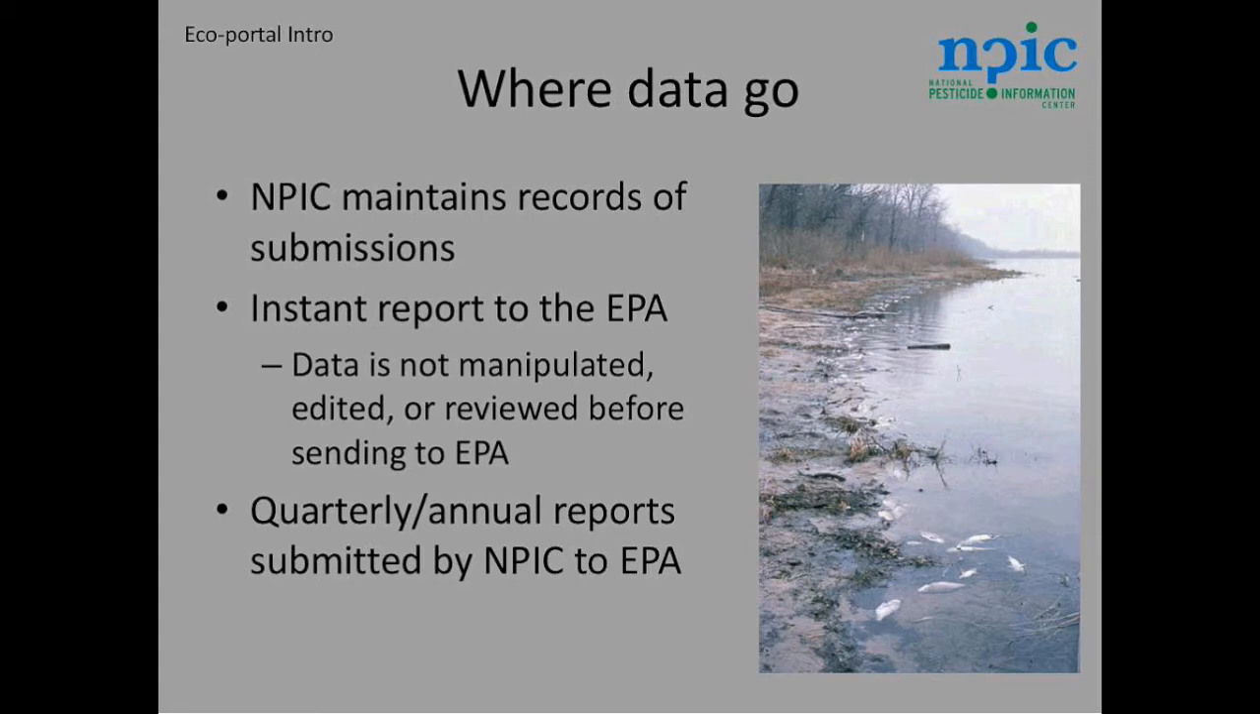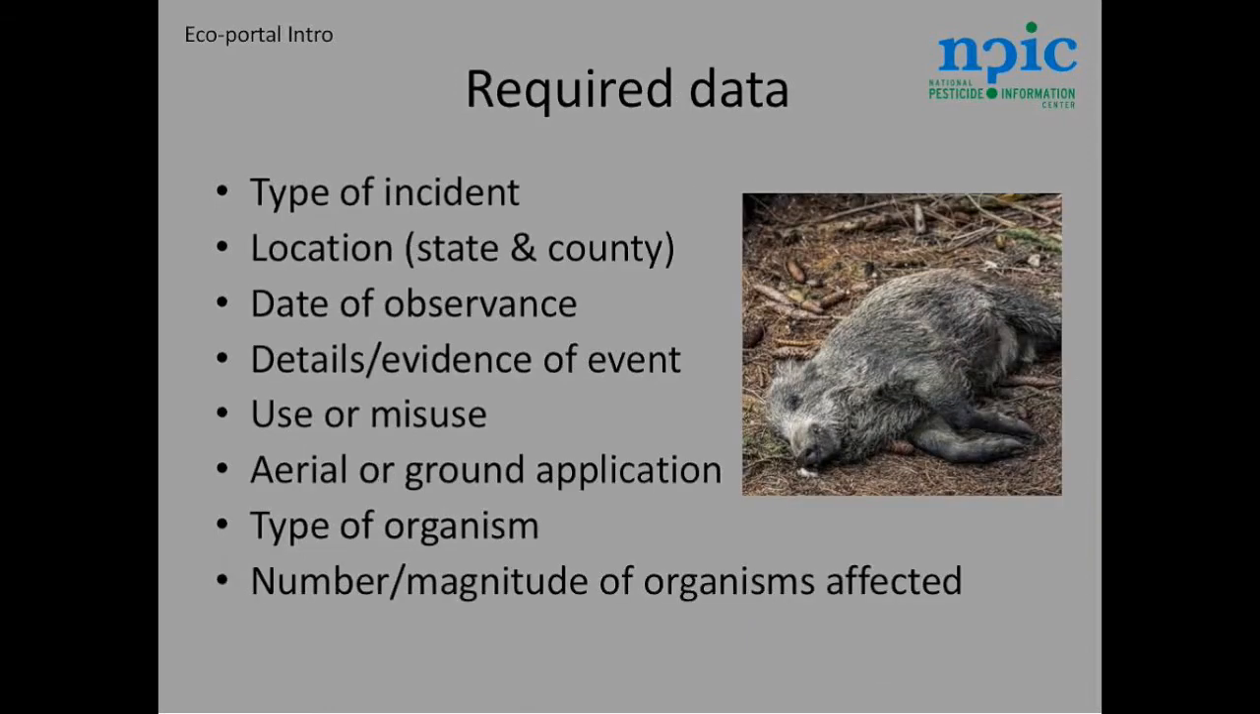Okay, so now I'm going to briefly go over the kind of data that's going to be required if you're going to do a submission through the Eco Portal. There are some required elements. So here's the required information that you would need. Now when it says type of incident, this is talking about whether it's a terrestrial environment, aquatic environment, whether it involves just plants or just bees, or both terrestrial and aquatic. So there's 5 options there.